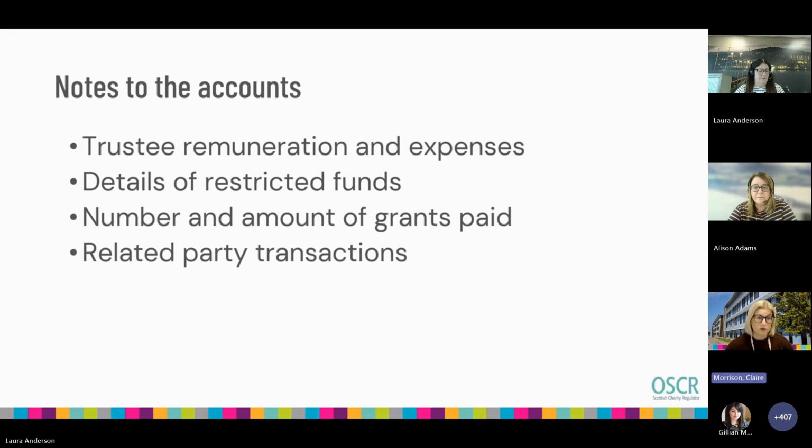Overall, the note should also include any further information which is reasonably required to assist the reader to understand the accounts. So if you've had any unusual transactions or anything that you think is worthwhile sharing more information about, then it's helpful to include a note to the accounts on this.